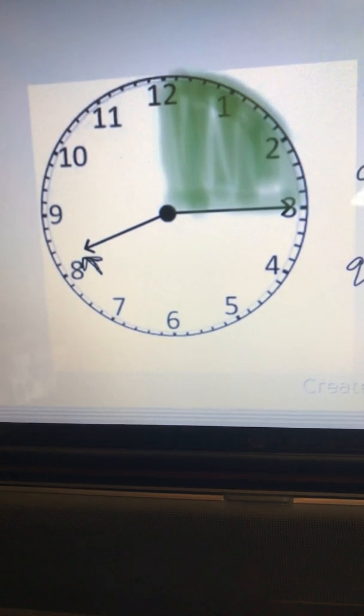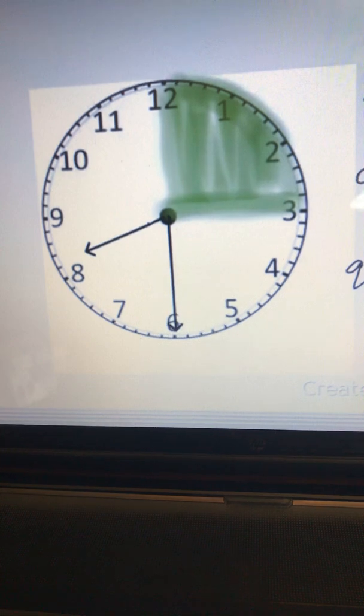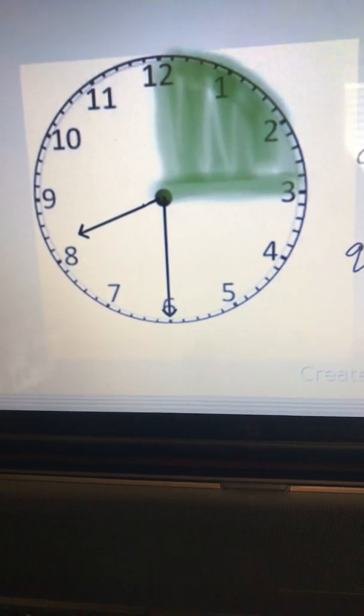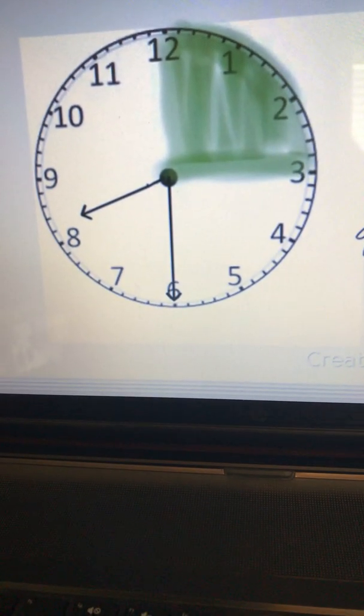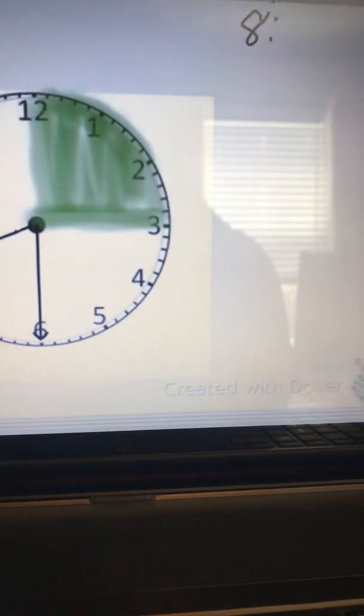Now I'm going to move the minute hand again. This time we're going to put the minute hand here. And what time is it here, everybody? Now the time is shown as 8:30. 8:30.